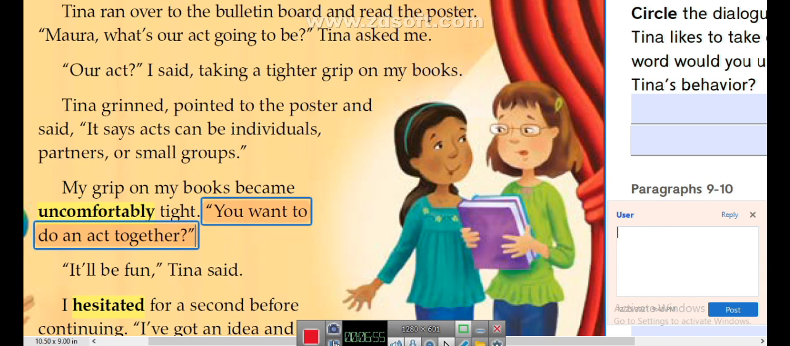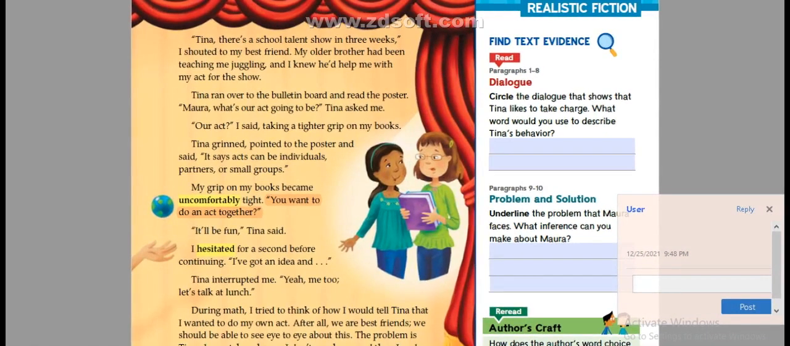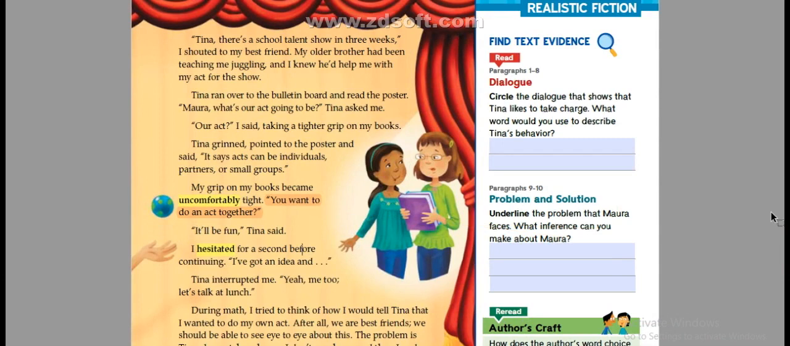So we usually put dialogues in quotations. So you want to do an act together? It'll be fun, Tina said. So this is a dialogue, okay? So did you understand the word dialogue? Last time we read this page, right? We read it. Now we're going to just remember what we read last time.